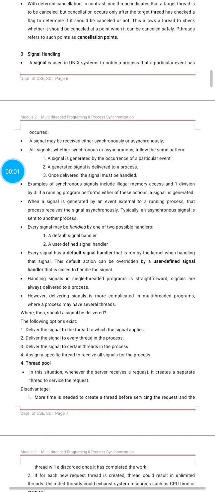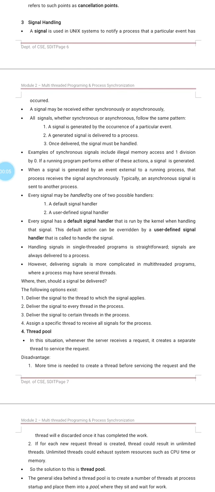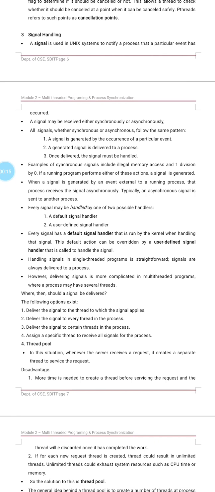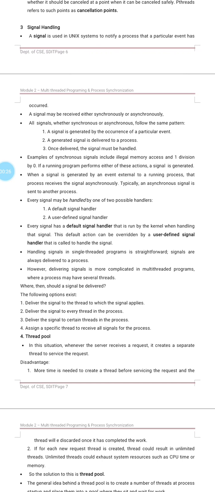So we'll move on with the next issue, that is threading issues. The next point from the threading issues, that is signal handling. So before that, what do you mean by a signal? Any event that has occurred, that should be notified to the process. That notifying is done by signals. So signals are used to notify a process that a particular event has occurred.